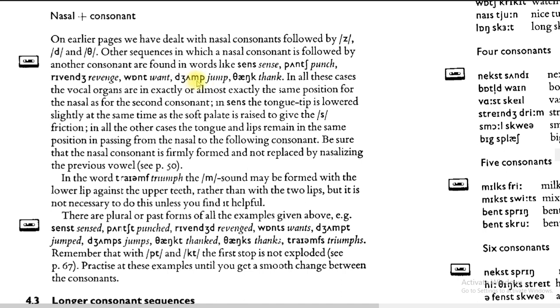Jump: m and p, both are bilabial, both are produced by the lips. Thang: the ng sound and the k sound, both are velar, at almost the same position. So in this case, the production of these words is not that difficult, because they are produced using almost the same place of articulation.